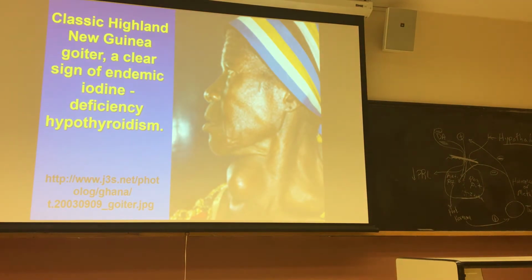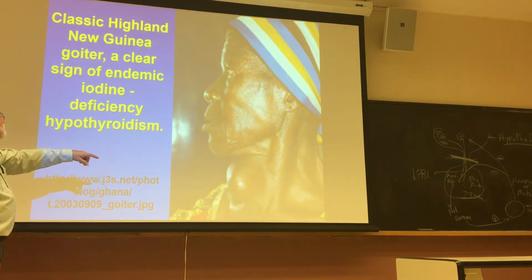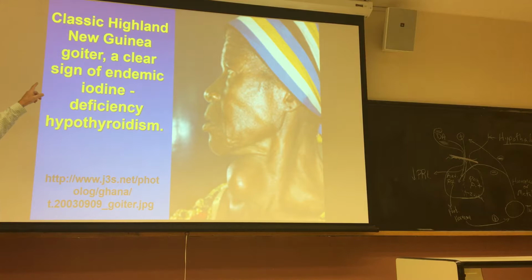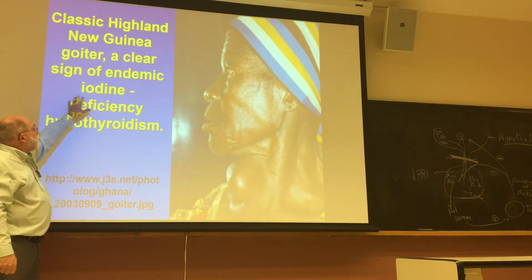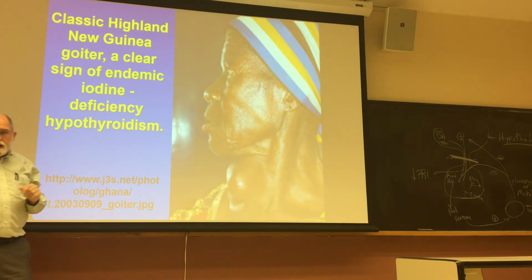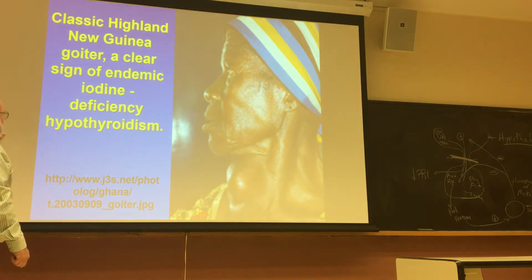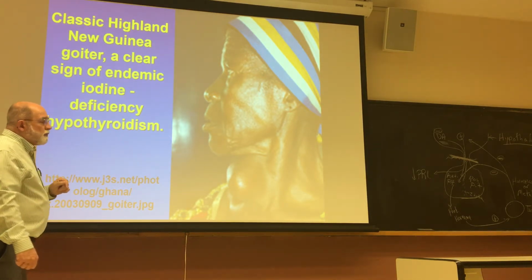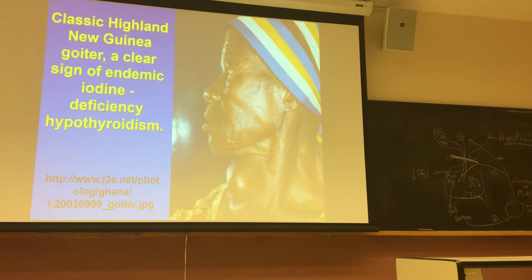So what are the impacts? This shows you an individual who lives in a portion of the New Guinea highlands that has endemic iodine deficiencies. So the diet lacks iodine, and you need iodine to make thyroid hormones in the thyroid gland. If you lack it, you've broken the feedback loop. Let's see if I can go back.